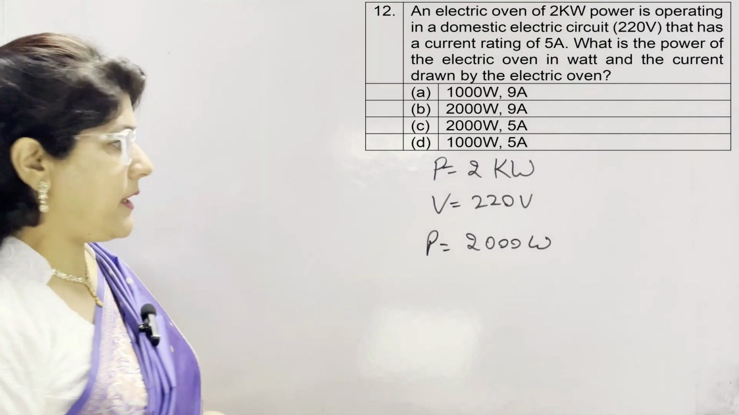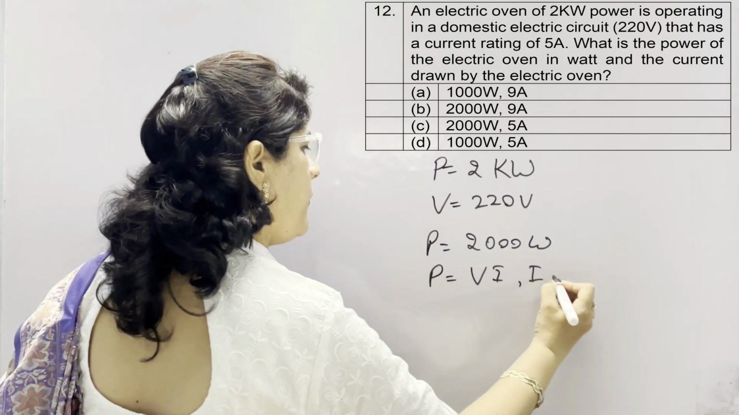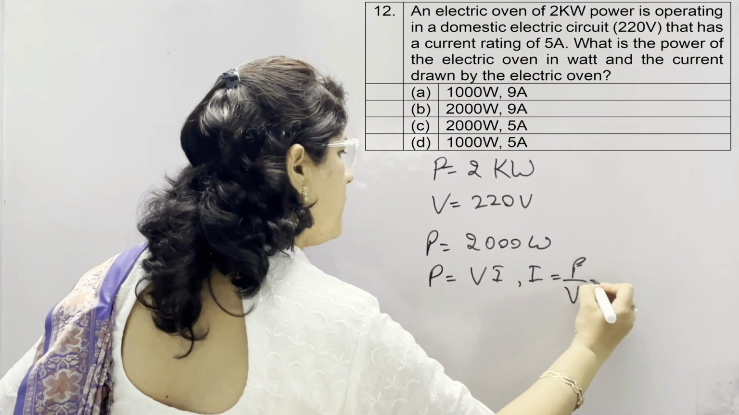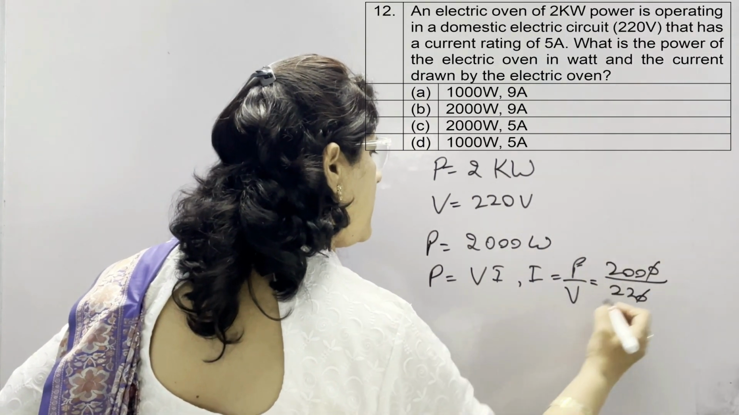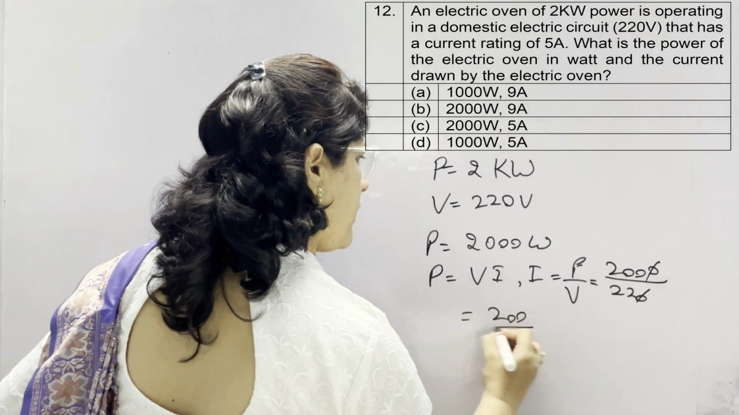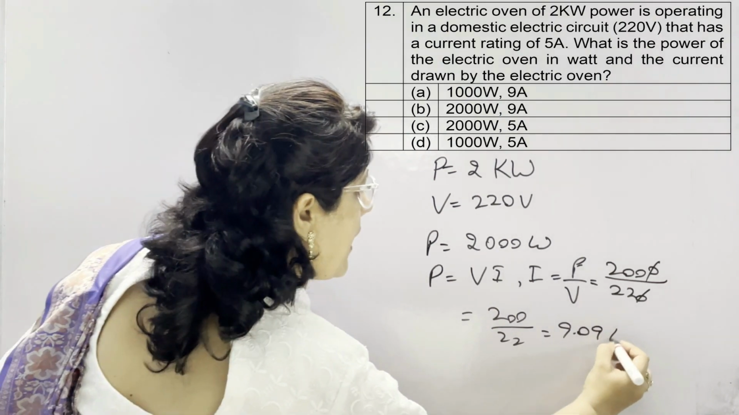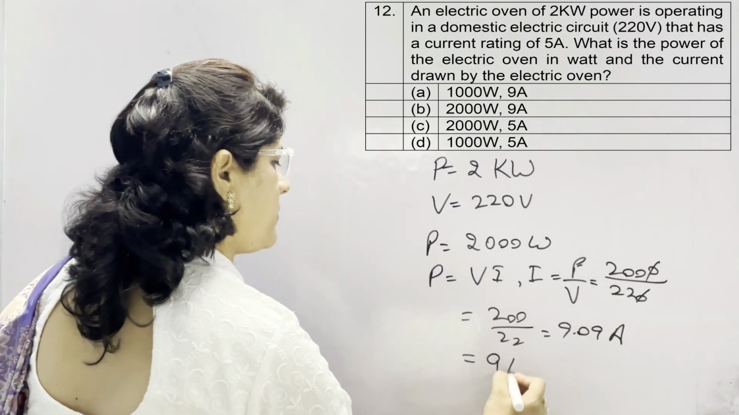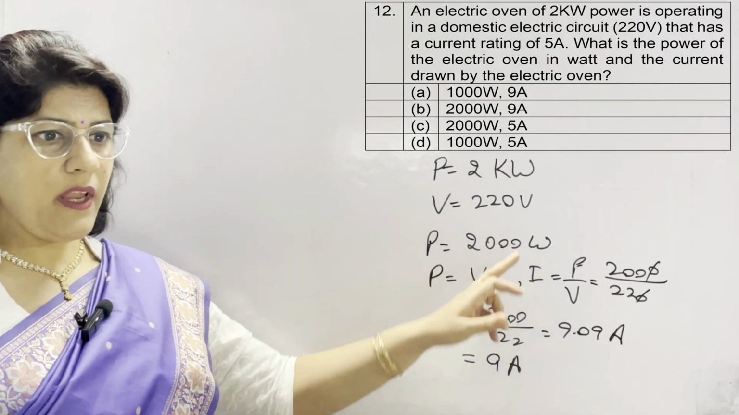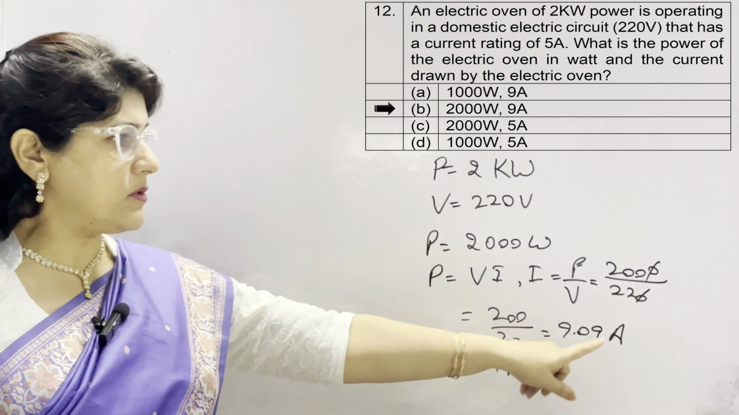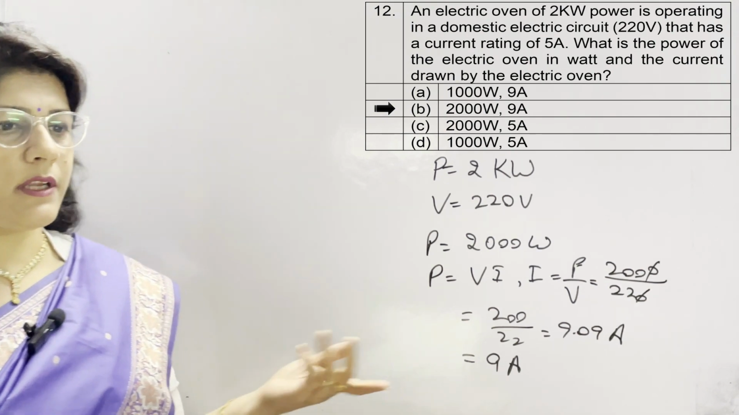Then the current drawn by the electric oven. P is equal to VI, so I is equal to P upon V. What is the value of P? It is 2000 divided by V, which is 220. After cancellation, 200 upon 22, 9.09 ampere is the current drawn. You can take it as approximately 9 ampere. Options given here are 1000 watt and 9 ampere, second option is 2000 watt and 9 ampere, which is our correct option number B. Other options C and D are incorrect.